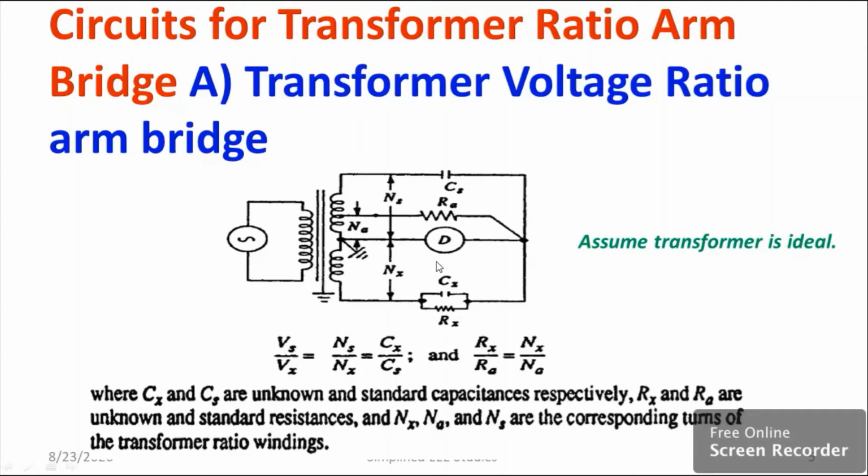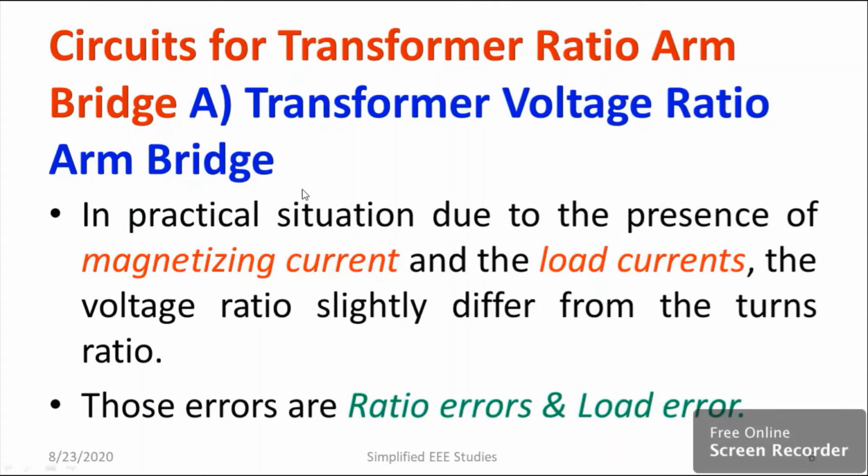But there are certain assumptions. Let us consider those assumptions. What are the assumptions? In practical situations, due to the presence of magnetizing current and the load current, the voltage ratio slightly differs from the turns ratio. That is one assumption you have to consider. Those errors are known as ratio error and load error. These ratio error and load error will be considered for the measurement of the transformer voltage ratio arm bridge. So while doing the design or any analysis, you need to consider ratio errors as well as load error. So this is how we can measure the dielectric loss by using the transformer ratio arm bridge.